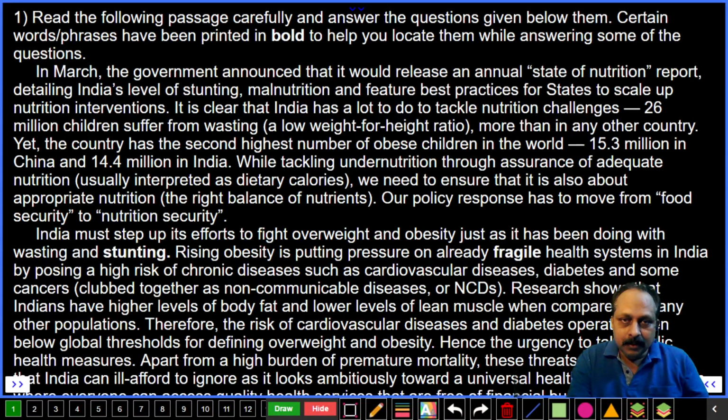Welcome to the session. Let us start the session with the first 10 questions related to the passage. Before we go to questions, you should have an idea of what it is about. The passage is all about the state of nutrition report detailing India's level of stunting, malnutrition, and features best practices for states to scale up nutrition interventions. It's all about nutrition and related information. Now let us go to the questions.